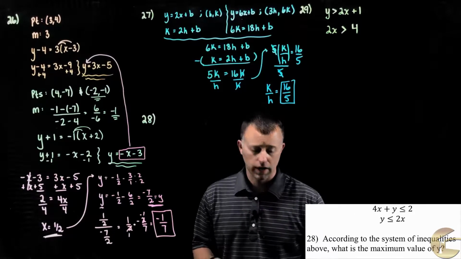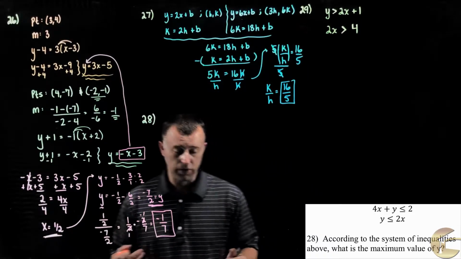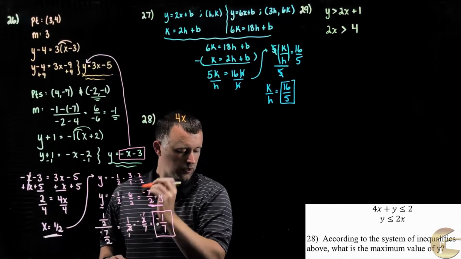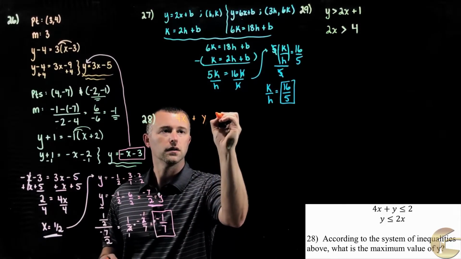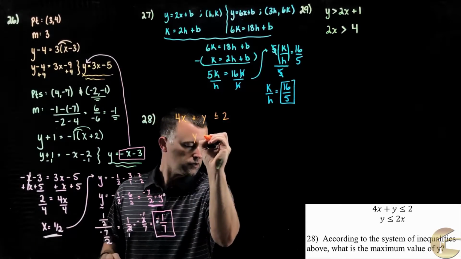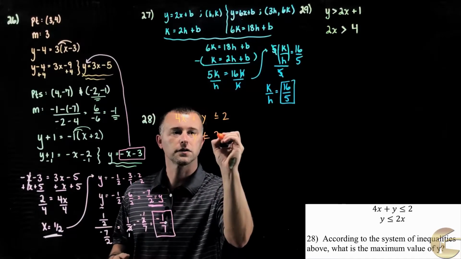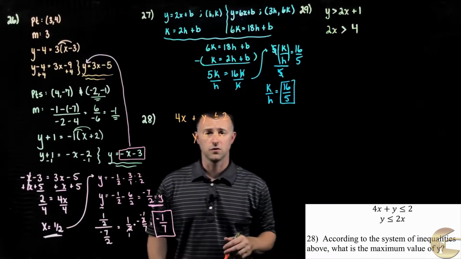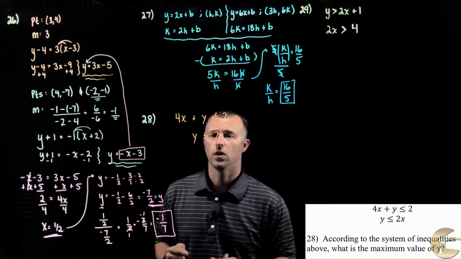Next up is 28. This one's giving you two inequalities. The first one is 4x plus y is less than or equal to 2. Second one is y is less than or equal to 2x. So in this case, the question is saying, what is the maximum value of y in this system of inequalities?